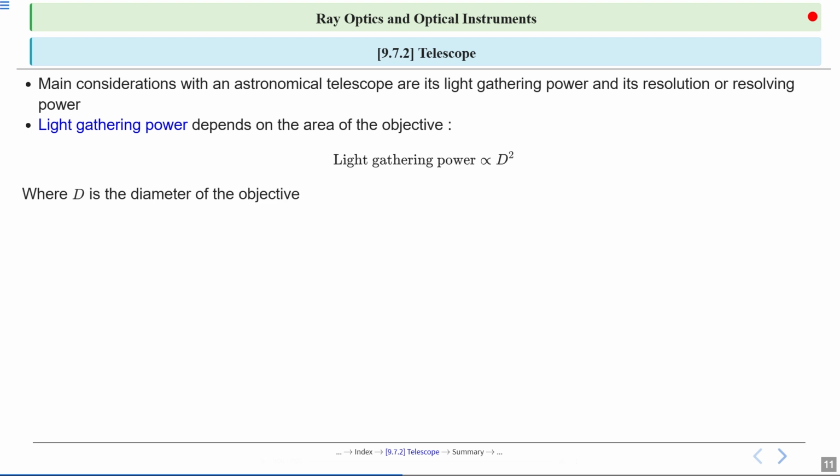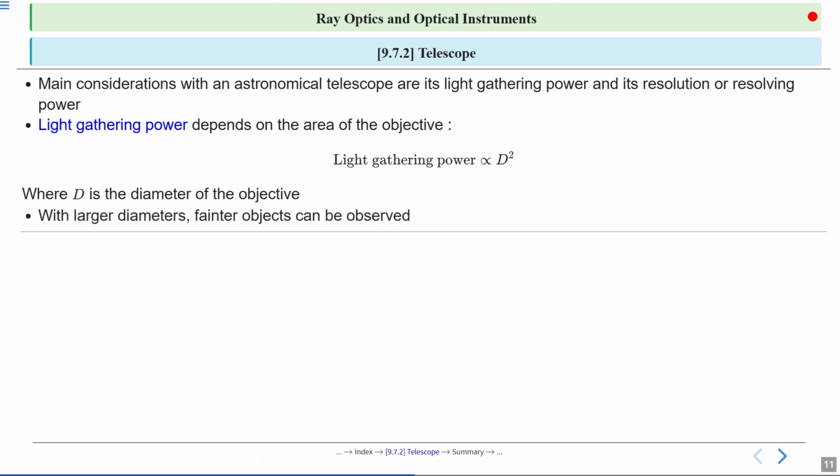It's important to note that a larger diameter allows the telescope to capture more light, making it possible to see fainter objects that would otherwise be invisible. With larger diameters, telescopes can observe fainter objects, which is crucial for astronomers who want to study distant galaxies and stars. This is why many modern telescopes are built with larger objectives to maximize their light gathering capability.